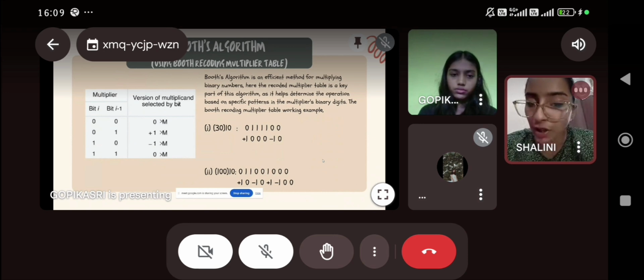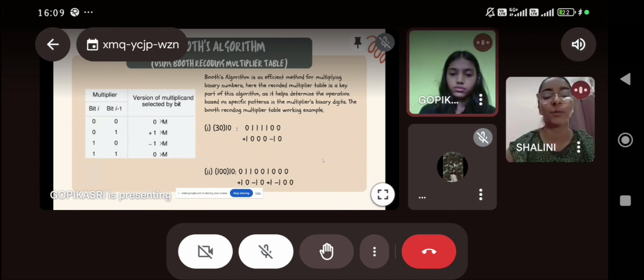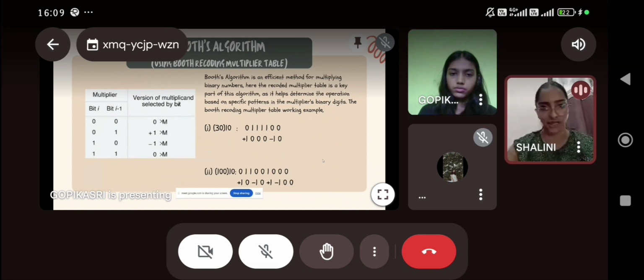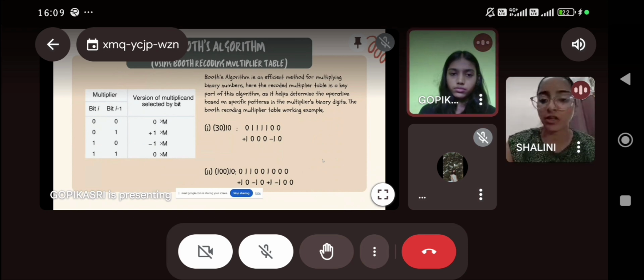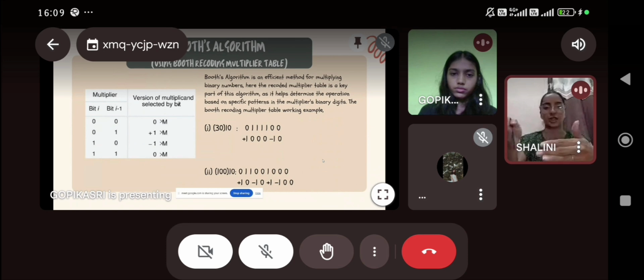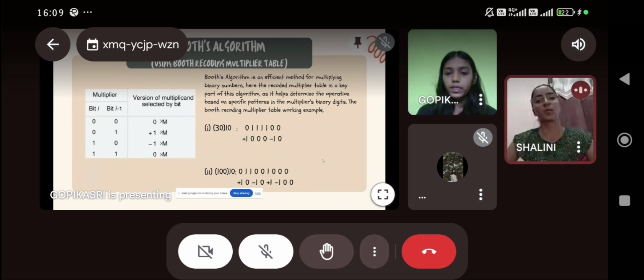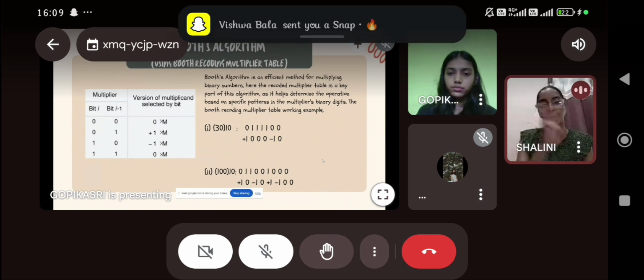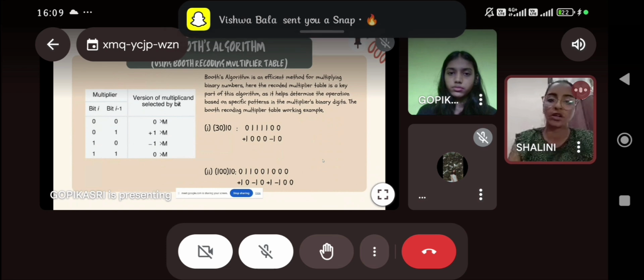So the recoded multiplier for 30 base 10 will be 1 0 0 0 minus 1 0. Similarly for 100, we'll be taking the binary number for 100 and then appending 0 next to the least significant bit, and then we will be checking each digit from the least significant to the most significant bit, comparing each pair and then getting the recoded value. Next slide.